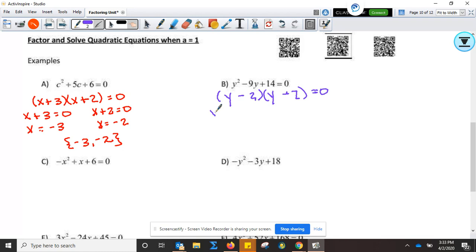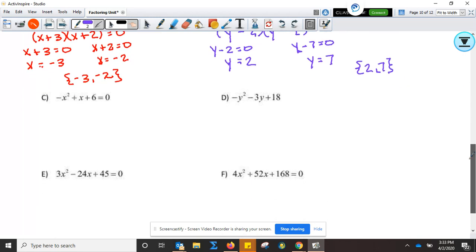So I'm going to do y minus 2 equals 0, y minus 7 equals 0. Solve each one of those. y ends up being 2, and y ends up being 7. So your solution would be 2, 7.